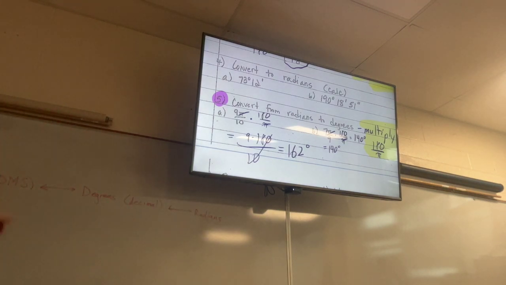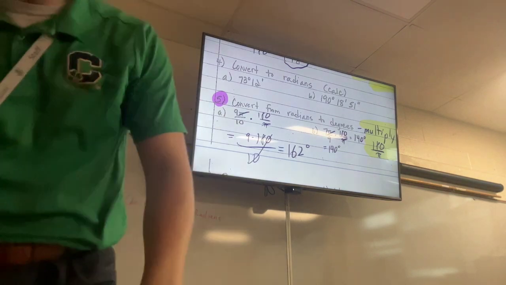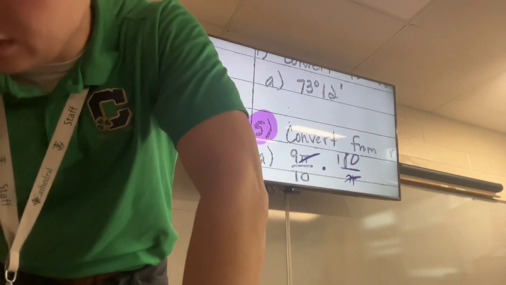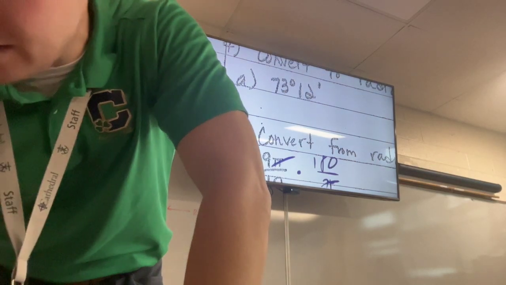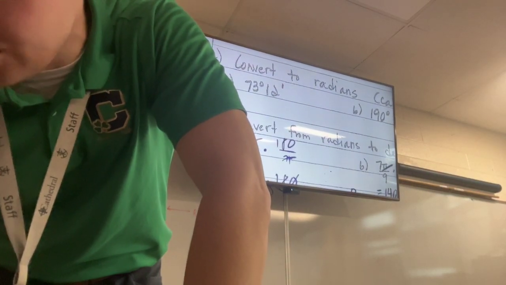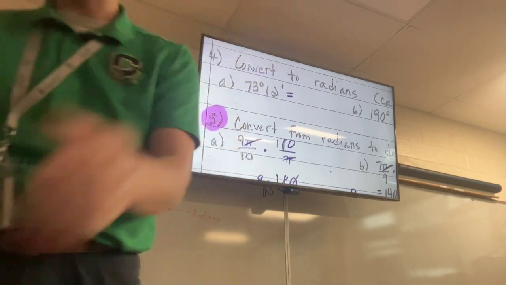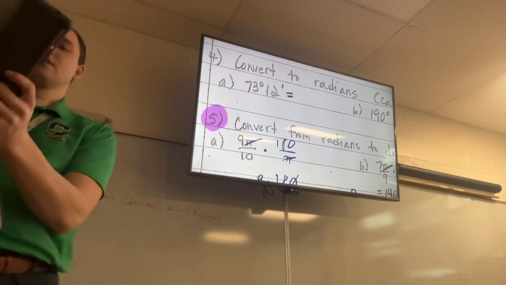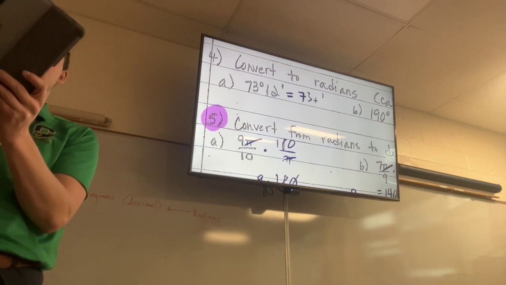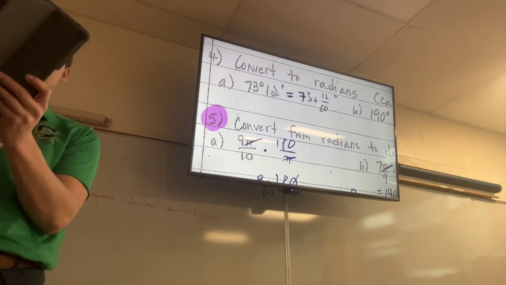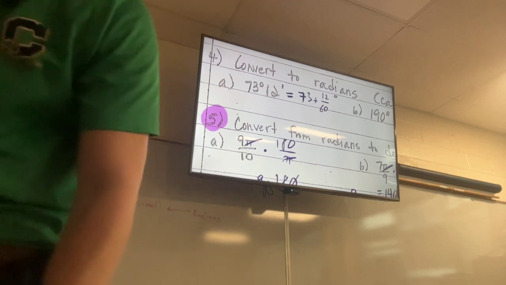So let's go from degrees, minutes, seconds to decimal degrees. We have 73 degrees and 12 minutes. How do I convert that to regular decimal degrees? It's going to be 73 plus 12 over 60 degrees. Use your calculator.